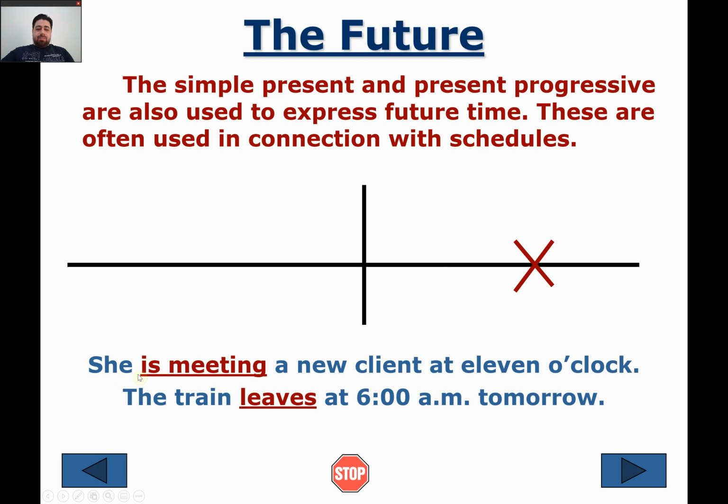Also, look at the first sentence here. She is meeting a new client at 11 o'clock. That means also there is a certain schedule of meetings, and this guy, the new client, is going to meet us or going to meet her at 11 o'clock. All right. So only when you are sure that there's a schedule, use either of these two structures.